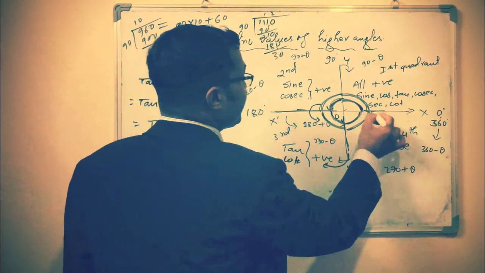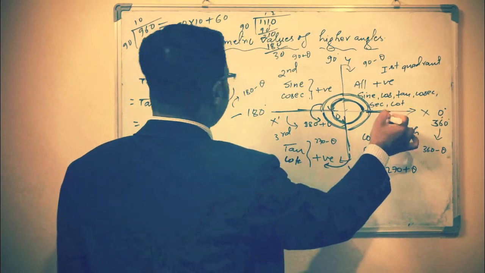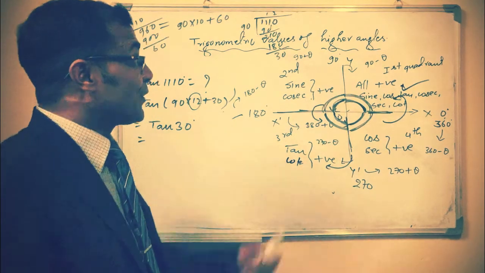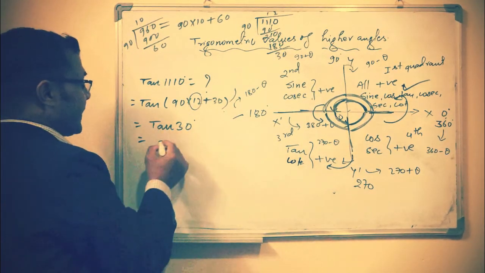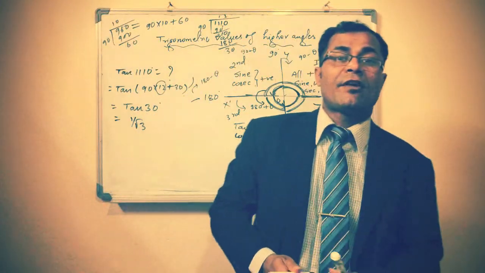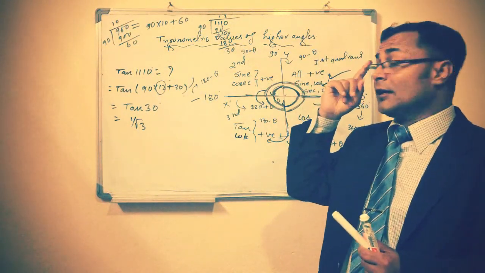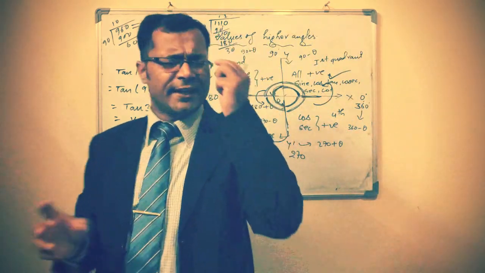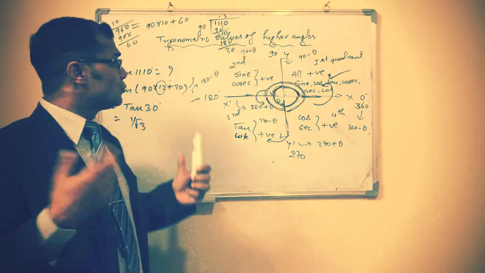12 times 90 means this border. Okay? And plus 30 means you are coming in the first quadrant. Here. And in the first quadrant, all ratios are positive. So obviously tan is positive and that is 1 by root 3. So this is how you find any value of any higher values. Whether it's sine, cos, tan, whatever. It's very simple. Just know the idea, know the trick.